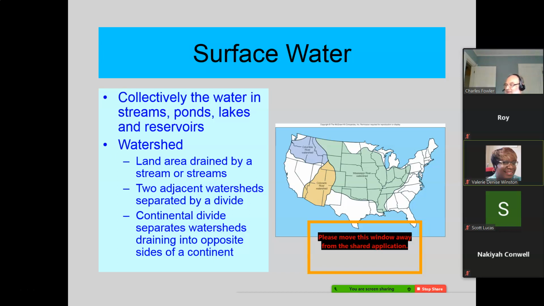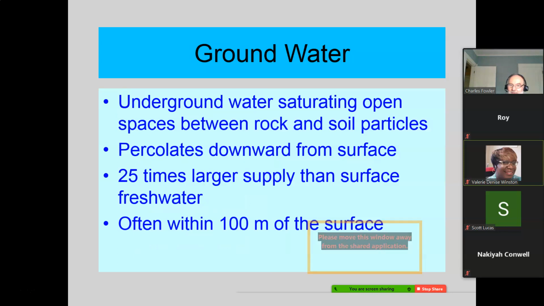Okay. Question number 2. Name the 3 largest oceans on the Earth, not just U.S., on the Earth, and list two continents that border each of them. Okay.